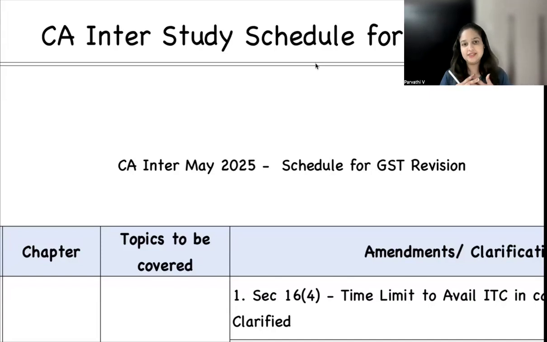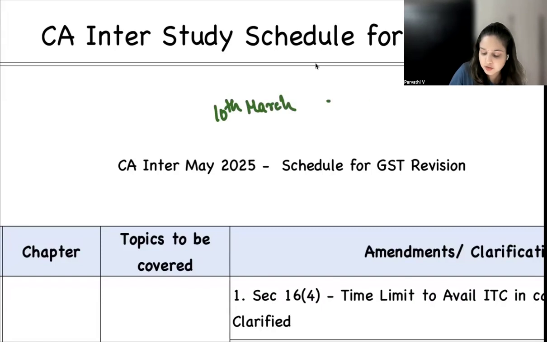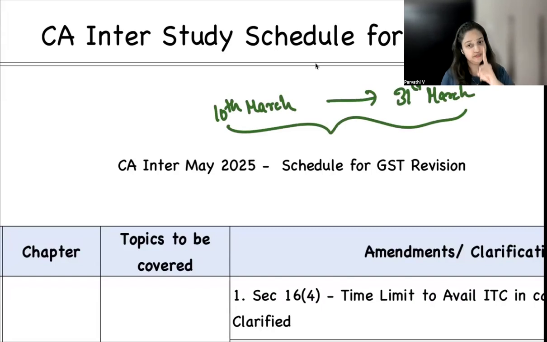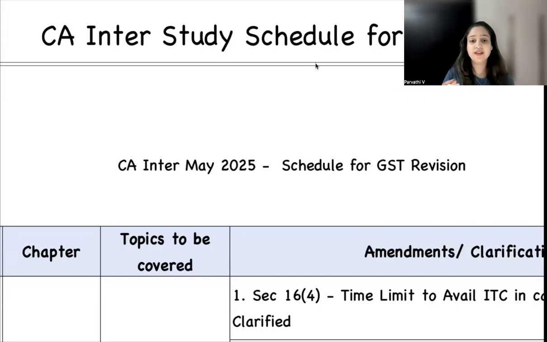From today, we are starting our GST revision. Today is 10th March. From 10th March to 31st March, that is the period within which we are going to cover the first revision for GST. How do I complete revising the entire GST within these many days? How do I do it?